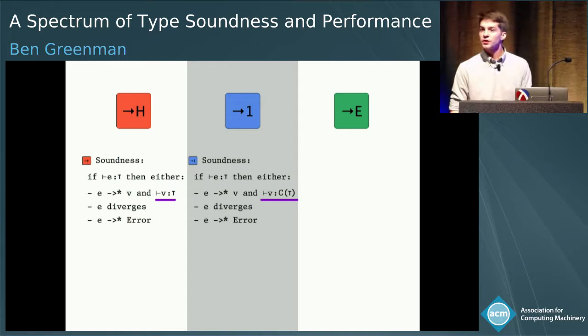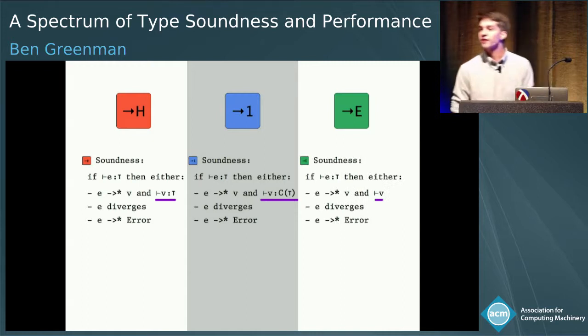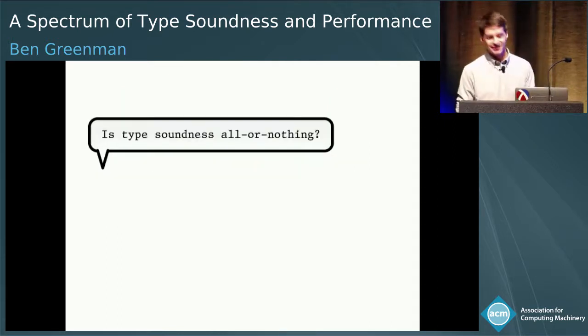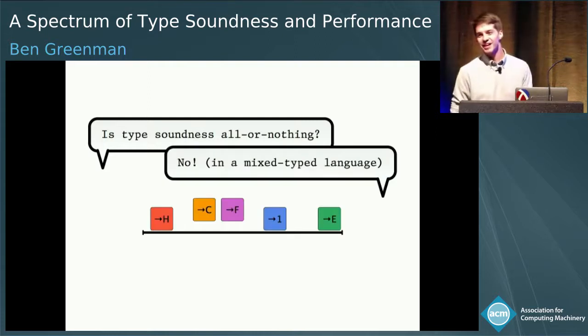For the first order approach, we get a different theorem. If a well-typed program reduces to a value, all we're guaranteed is that the value has the same topmost type constructor as our initial static type. And for the erasure approach, we have an even weaker guarantee. If an expression reduces to a value, we know it's a well-formed value. So this erasure soundness is really telling you evaluation does not get stuck. But then beyond that, nothing else. The types give you no predictive power for how the program is going to compute. So, is type soundness all or nothing? No, absolutely not in a mixed type setting.